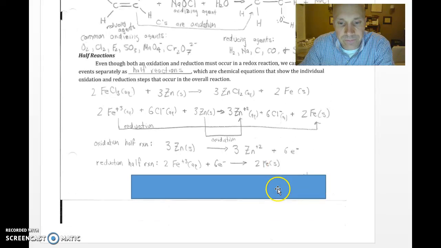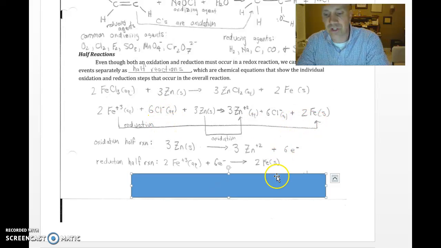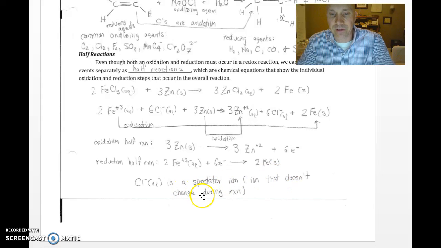All right. So notice that in this overall reaction, there's actually something else that hasn't been mentioned in either the oxidation or reduction, and that's these chloride ions. And notice that the oxidation state doesn't change from start to finish. The name given for any ions that don't have any change in their oxidation state going from start to finish is spectator ion. The reason it's called a spectator is it's not actually participating in the reaction.